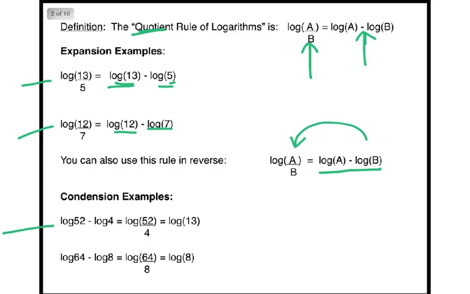Here are some examples. Log 52 minus log 4 is actually equal to log of 52 divided by 4, which is log 13. Here's another example. Log 64 minus log 8 is equal to log 64 divided by 8, which is really log 8. You can see how both rules, the product rule and the quotient rule, have the advantage of simplifying an expression into a smaller expression.